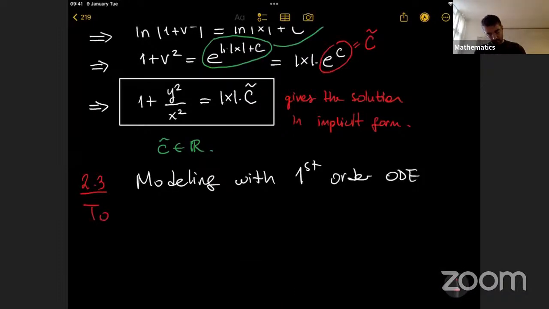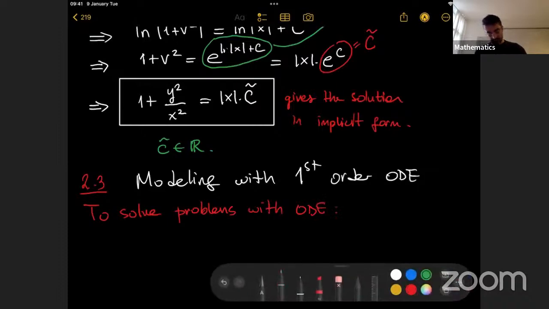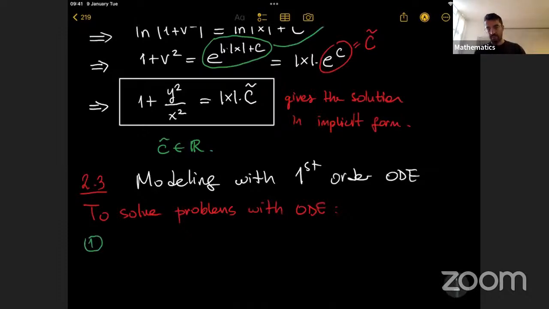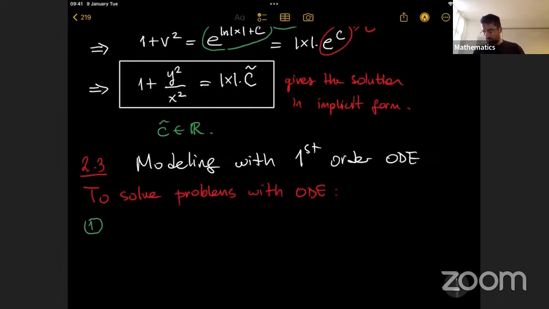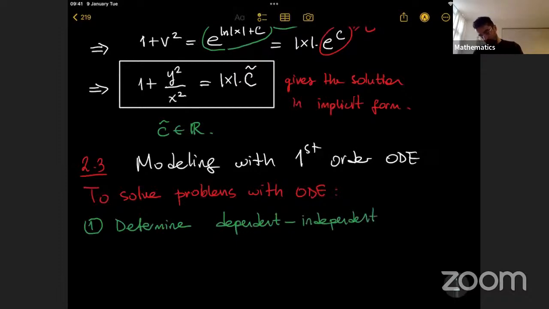So to solve problems with ODE, what we need to do is, first of course, you read the problem carefully. I assume you do this. Next thing is determine dependent and independent variables. Basically, what is the variable? What is the function you're trying to solve? Independent variables.